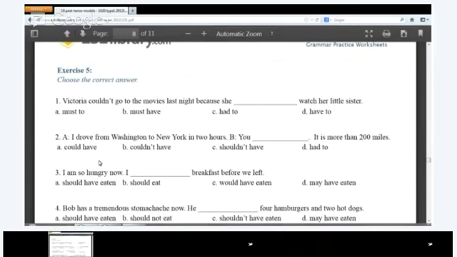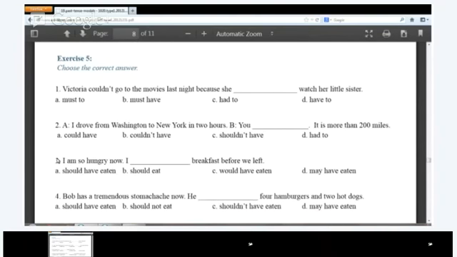I drove from Washington to New York in 2 hours. You couldn't have. It is more than 200 miles. Excellent. You couldn't have. It's more than 200 miles. Awesome. All right, let's go to numbers 3 and 4, and this is 4.